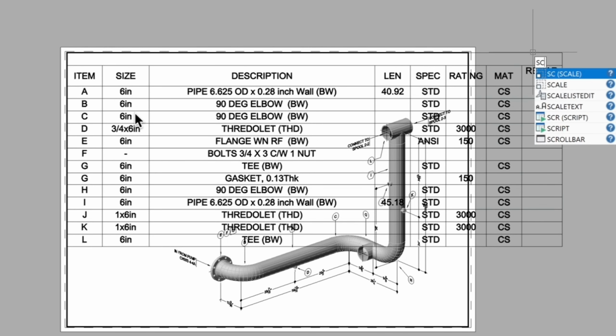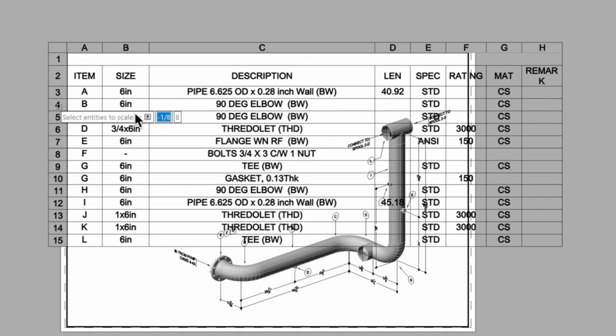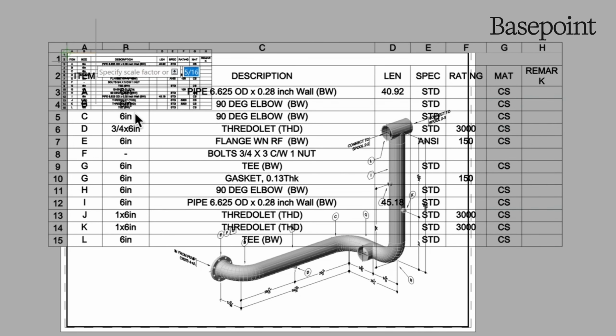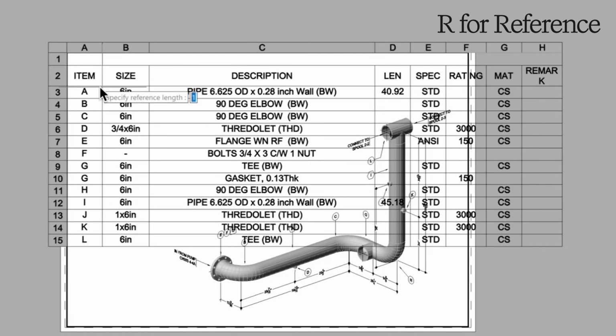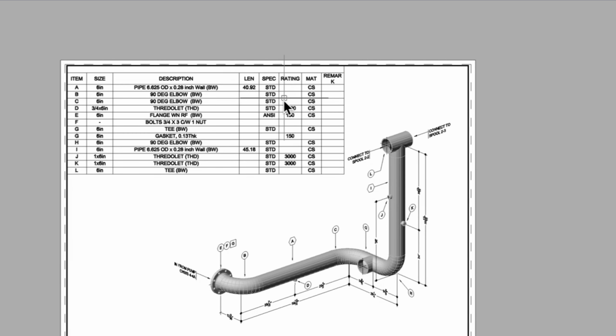So type in the scale command. We'll choose the table and we'll choose the base point. And then from here, we can choose R for reference and define the total length of table here. And then bring this back like so. Now we can turn on our near snap and then snap to the edge of our paper. So we have a little bit better control. And we'll go ahead and left click.